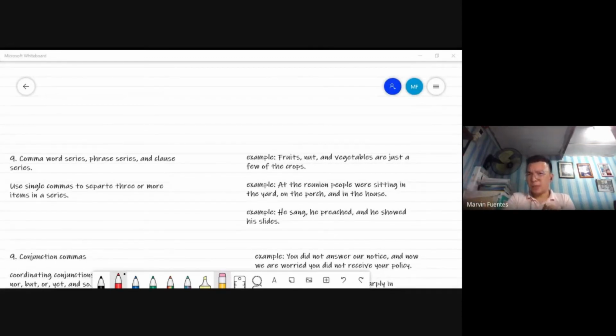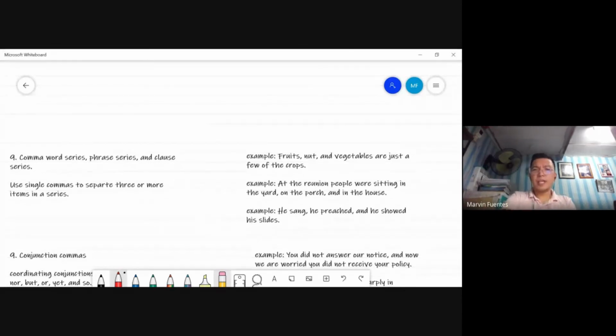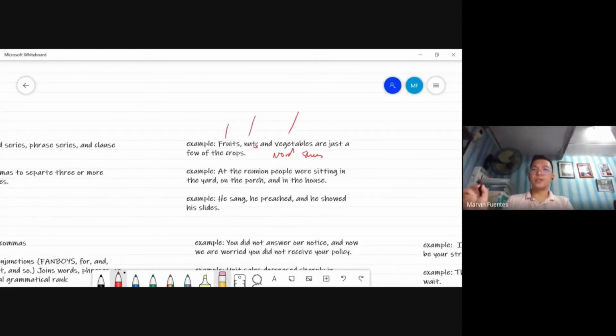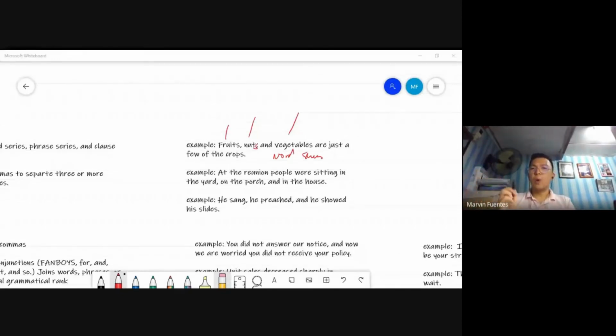Pare-pareho silang month. Now, let's talk about here. This is a word series. Bakit? Fruits, nuts, this should be S. Fruit, nuts, and vegetable, that is a word series. When we say phrase series, again, it has no subject and a verb, and it starts with the preposition. Again, what is the meaning of preposition? It shows or relates both the noun and pronoun to the group of words or other group of words, as simple as that.